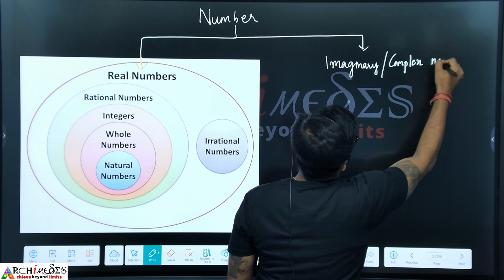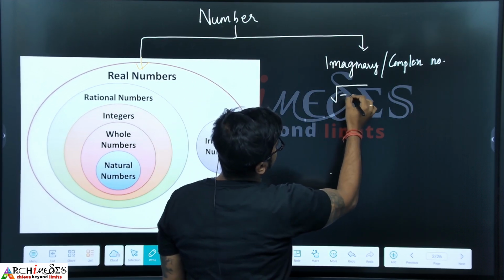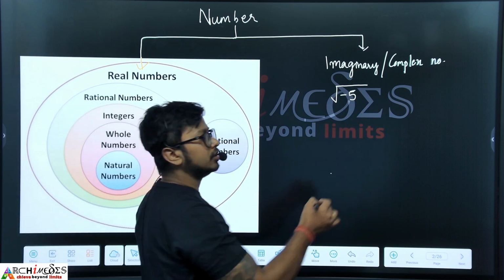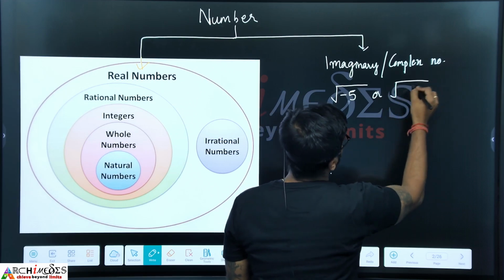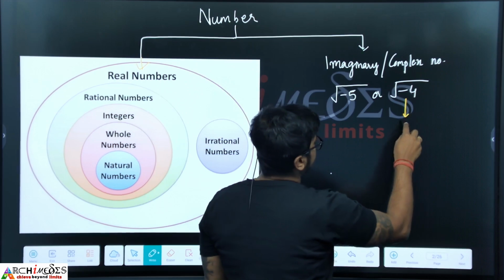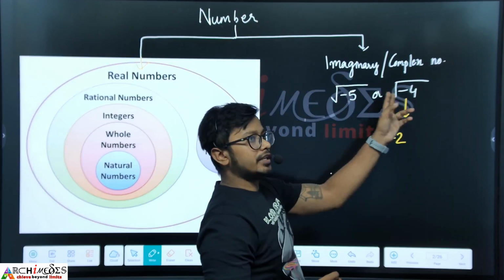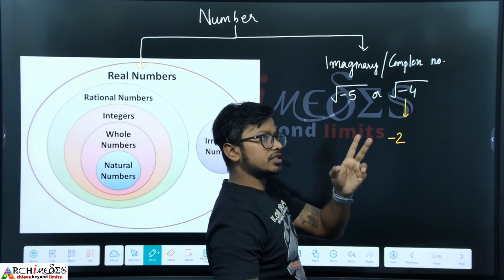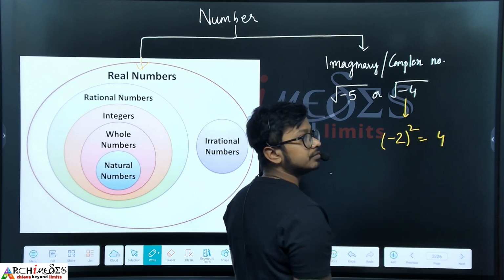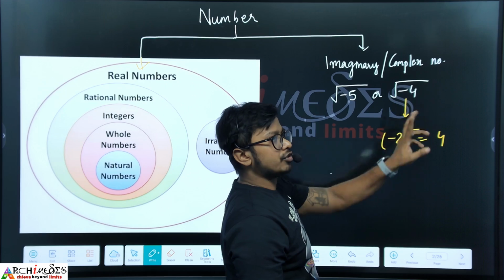It's simple. If there is an under root part which is negative, like under root of -5, or under root of -4, so it is not -2. I'll show you the reason. If you think that under root of -4 can be written as -2, we know that square root and square are the opposite process. So if we square this one, you should get -4, but you are getting +4. So that's why under root of -4 is not -2.